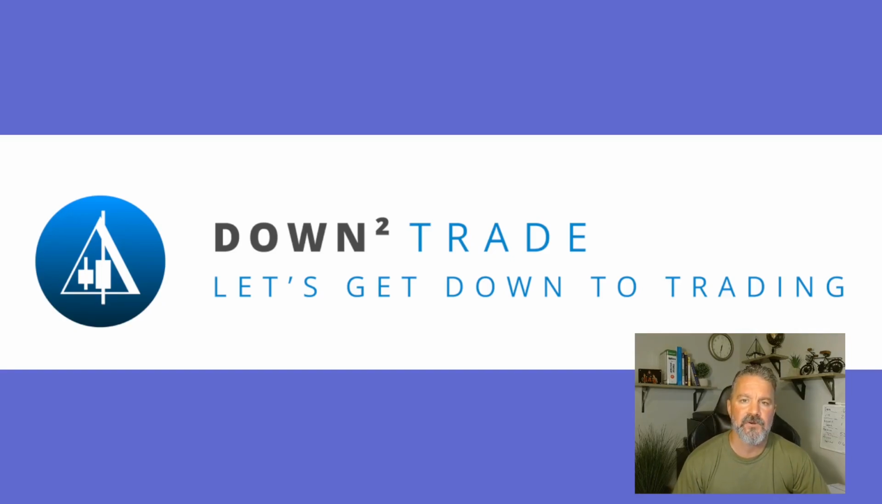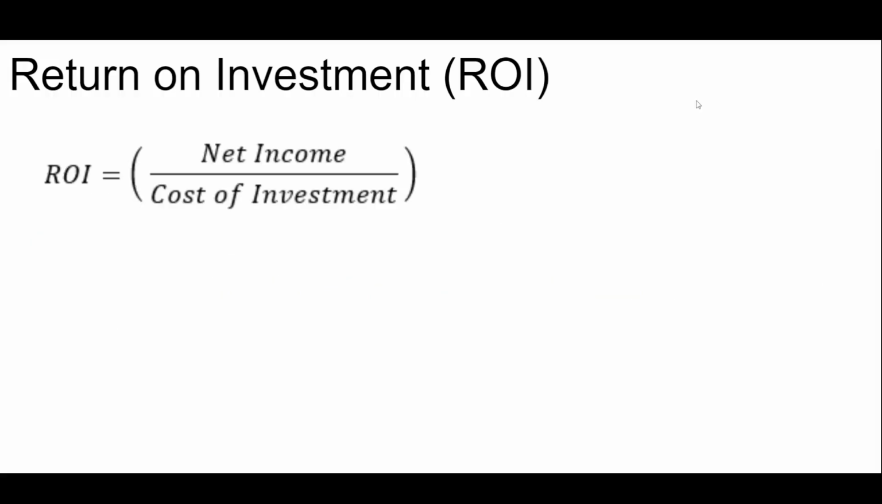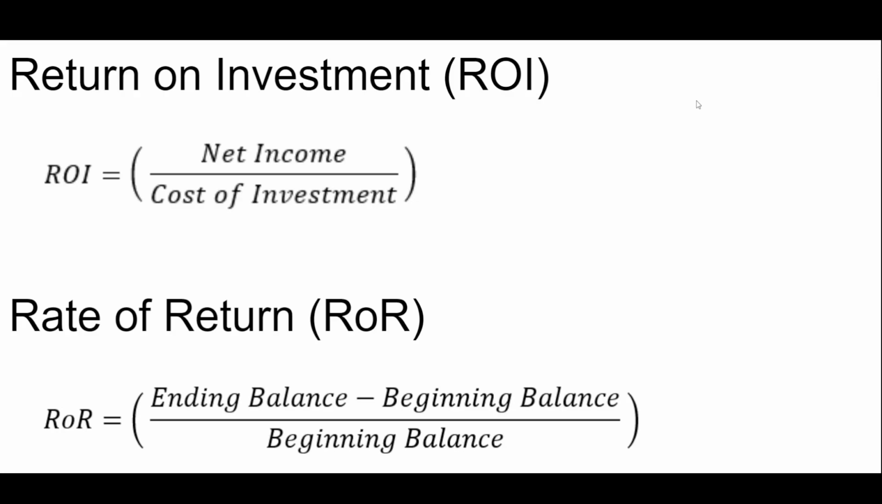When I show you my return, I'm actually talking about our rate of return. What is the difference, you might ask? Well, let's just take a look. When talking about return on investment versus rate of return, we have to distinguish what they actually mean. Return on investment is simply net income divided by the amount invested, whereas rate of return is simply ending balance minus beginning balance, all divided by beginning balance.